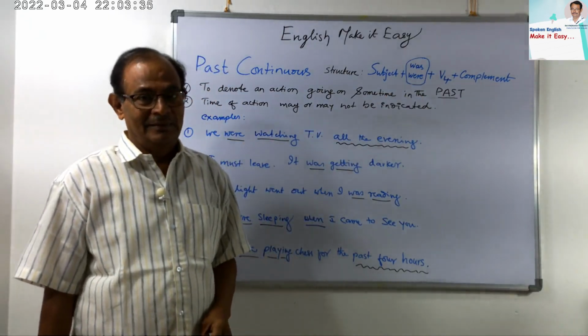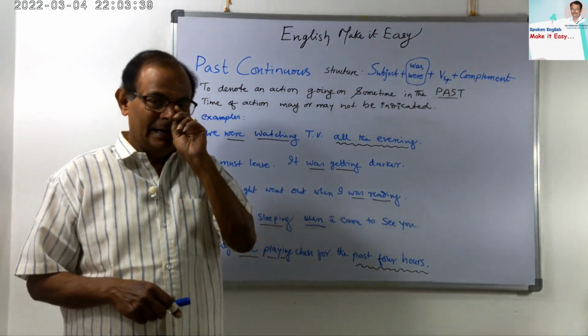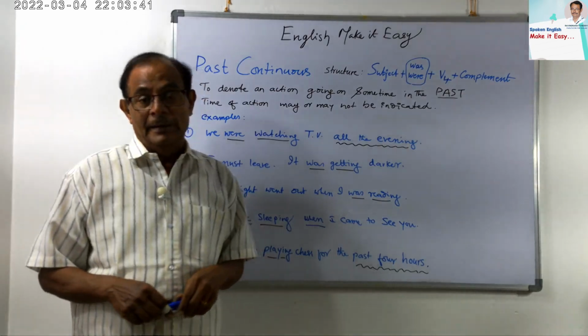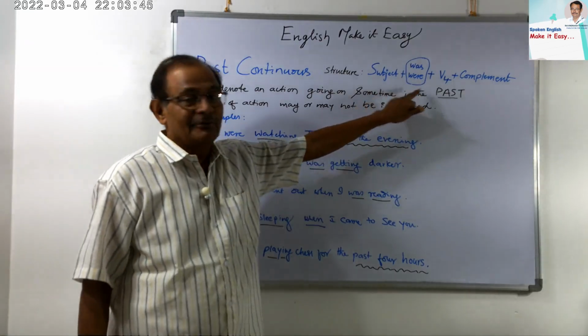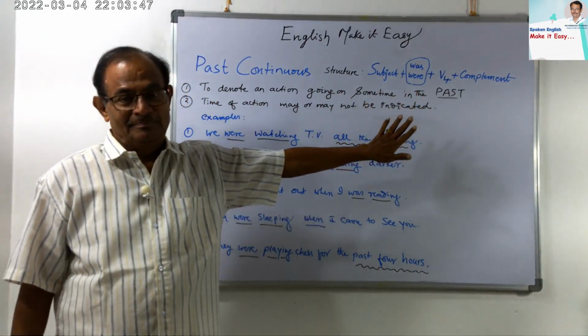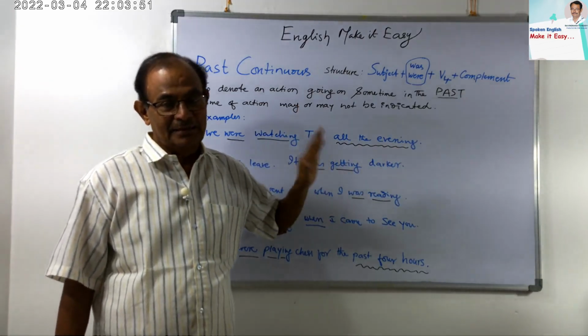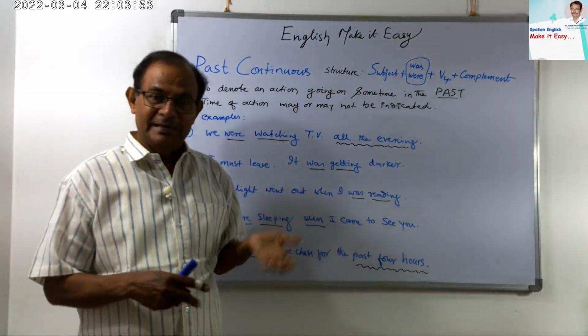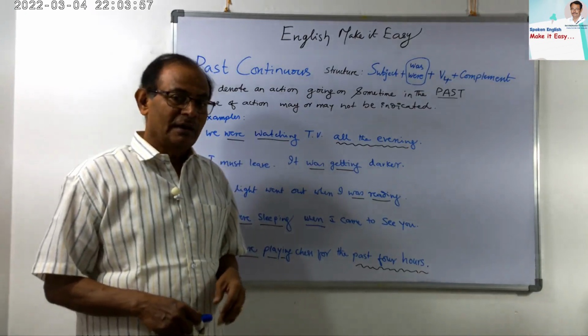That's all. Was and were only, these are the difference, and otherwise there is no difference between a present continuous or a past continuous except was and were. So I told you many times, minor difference between tenses, not a major difference. Okay, so you have to understand that.